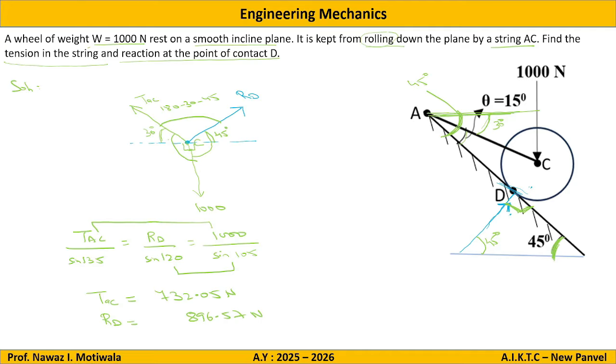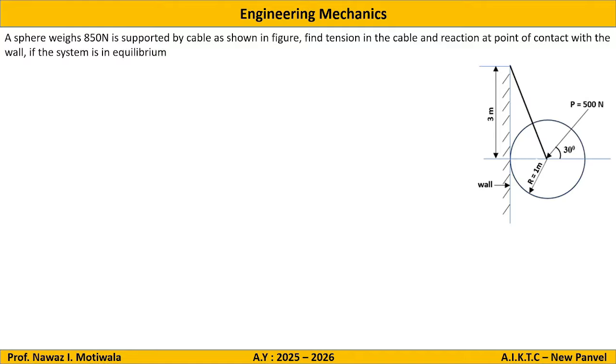Let us proceed to the next question, which says a sphere weighing 850 Newton is supported by a cable as shown in figure. Find tension in cable and reaction at point of contact with the wall if the system is in equilibrium. So here it is given the system is in equilibrium, I can write summation of Fx equal to 0 and summation of Fy equal to 0.